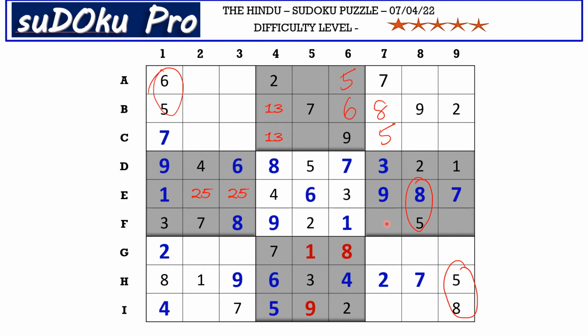Fine. There is a 1 here and a 1 here which blocks these two cells. So I7 takes 1. Now there are only 2 empty cells and the missing numbers are 4 and 6. Let's mark it with 4, 6 pair.